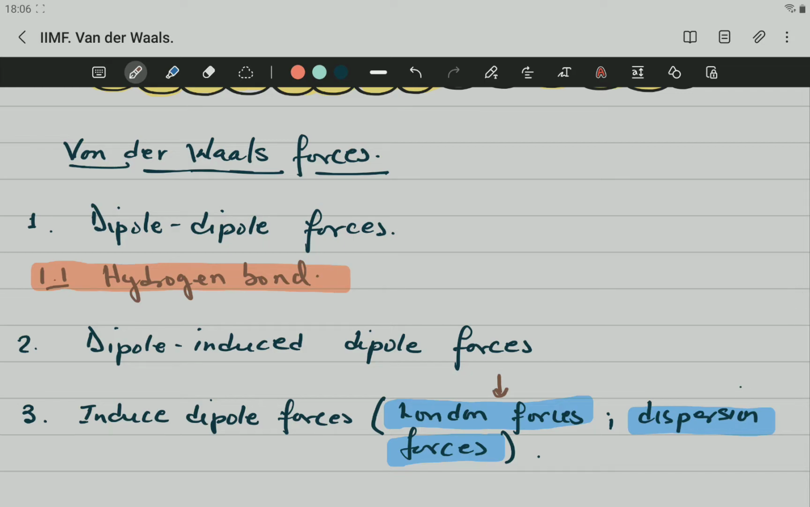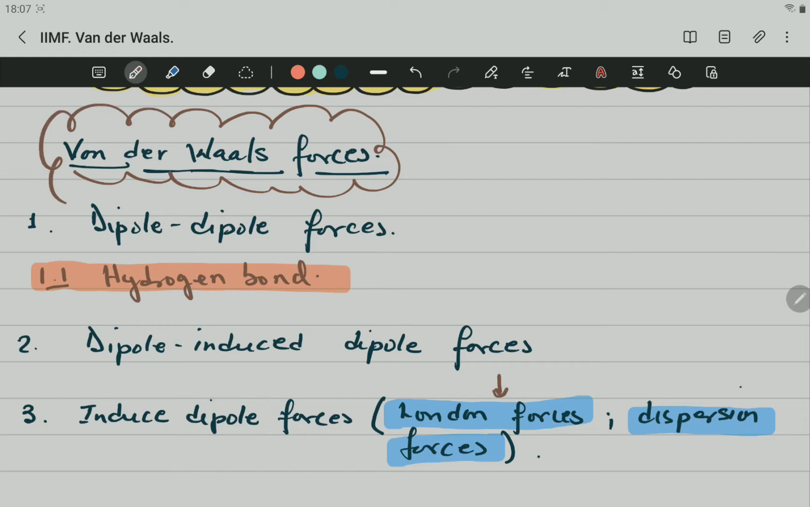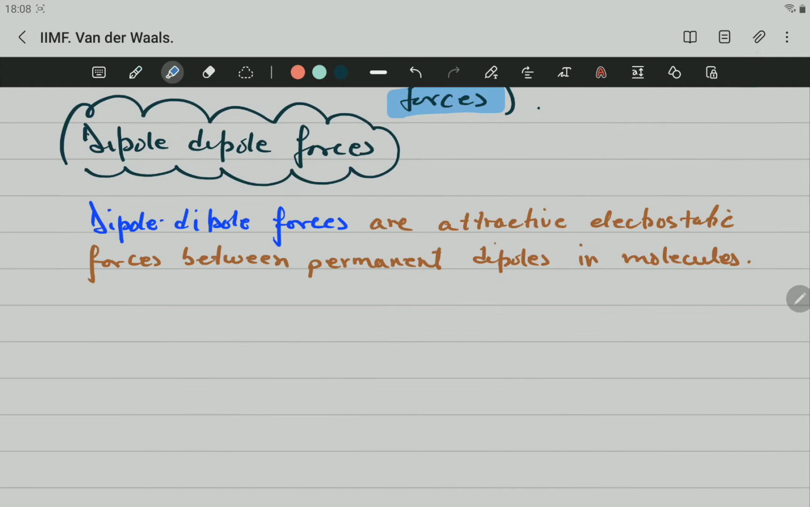So the van der Waals forces: we have dipole forces. We have a special case of this one, which is called hydrogen bond. We have dipole-induced dipole forces, and we have London forces or induced dipole forces. Those are the three forces that belong to van der Waals forces. We are now going to go to each of them specially and leave the hydrogen bond for last. So let's begin with the dipole forces.